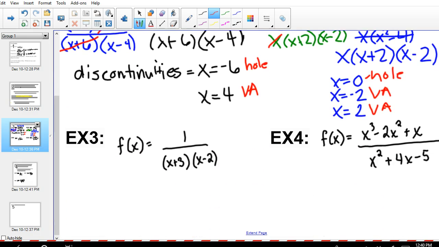Okay? All right, example 3. Okay, bottom's already factored for us. Okay? Matt, where am I going to have discontinuities? Negative 3. Positive 2. Are they going to cancel, Matt? They are not, because there's nothing in the numerator for them to cancel with. So since they do not cancel, these are both vertical asymptotes. Okay, questions?